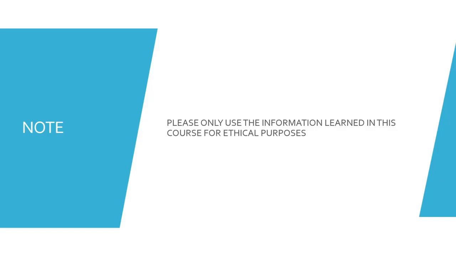From here on, we are moving into the ethical hacking portion of our course. We're going to learn malicious things. Please only use the information learned in this course for ethical purposes. Do not attack your neighbors. Do not attack anybody that you do not have explicit permission to do so. You can and will get into trouble for doing that. So with that out of the way, let's talk briefly about the 5 stages of ethical hacking.